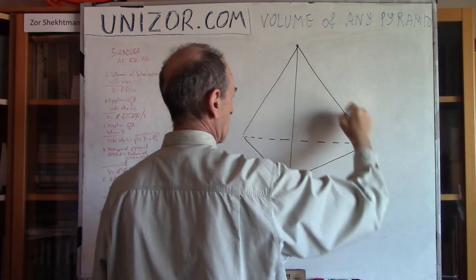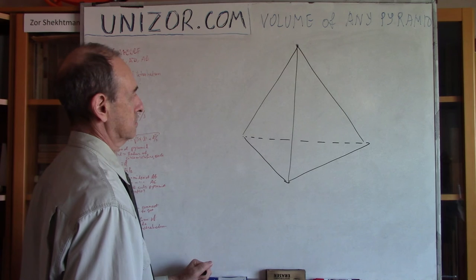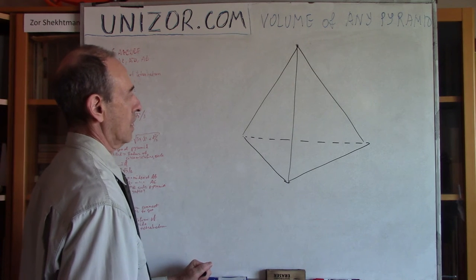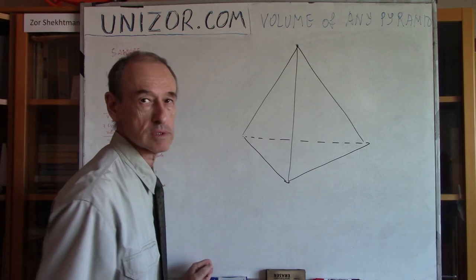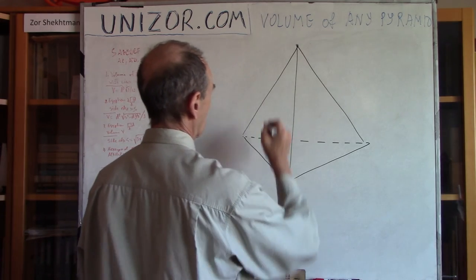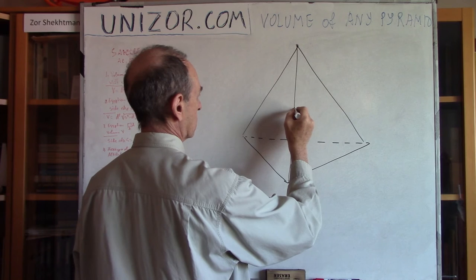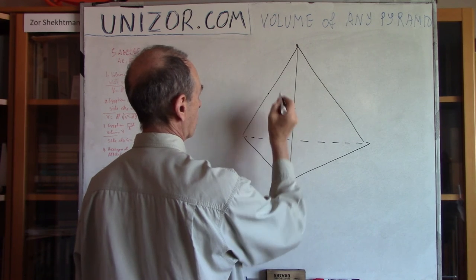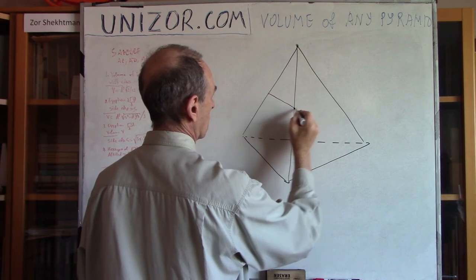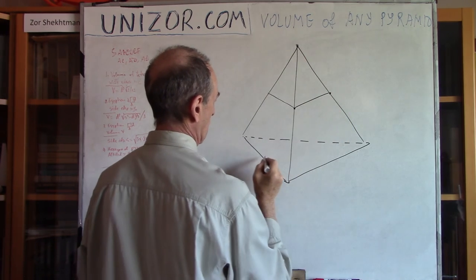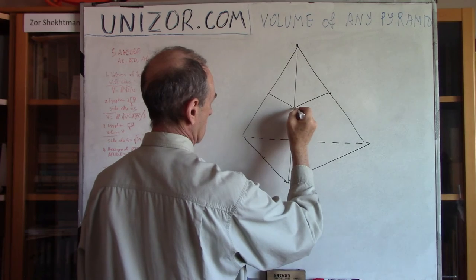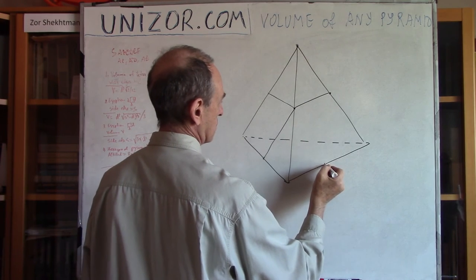So this is a tetrahedron. Now what I'm doing is I'm connecting all the midpoints of all edges. So from this midpoint, I connect to this midpoint and to this midpoint and to this midpoint and to this midpoint.